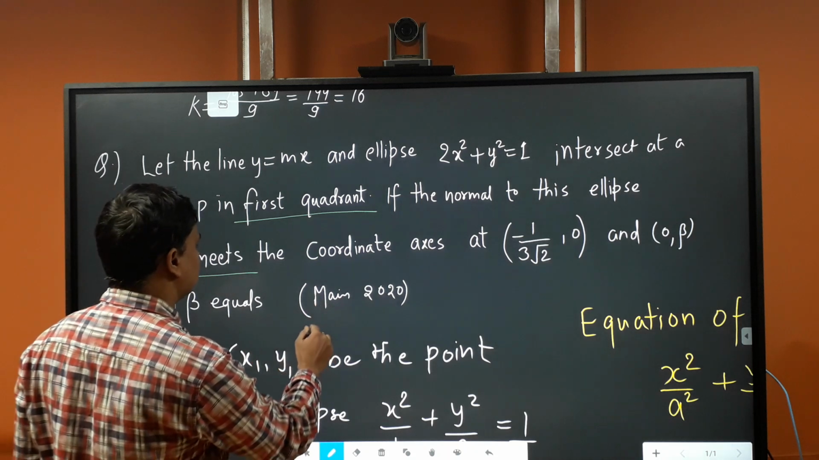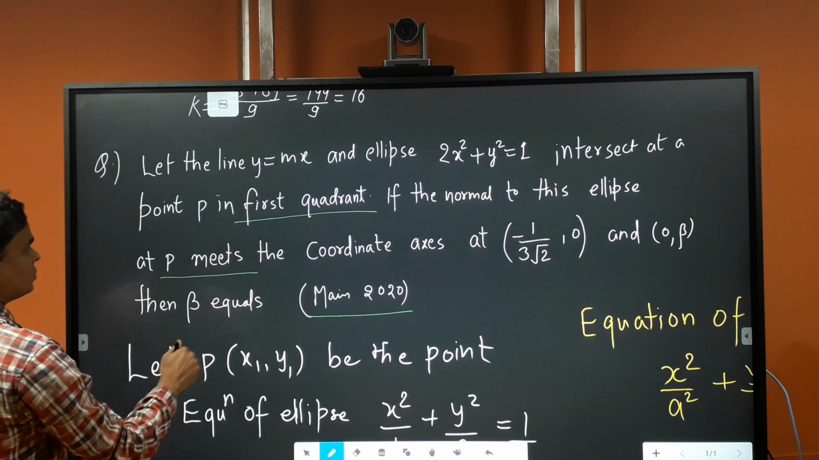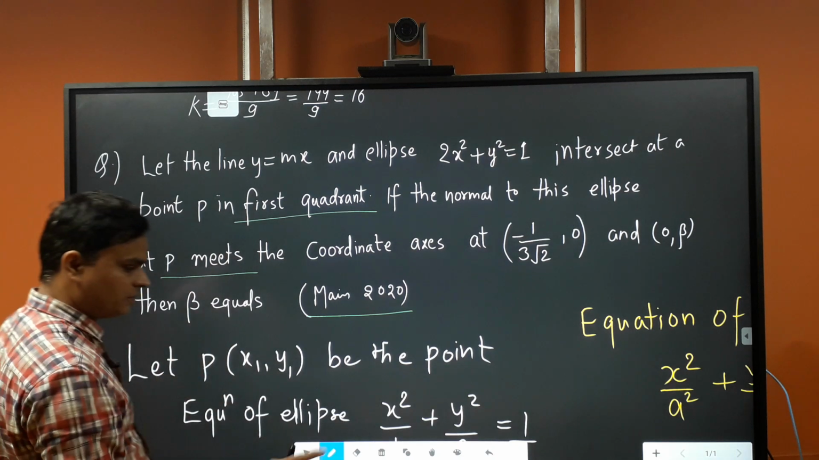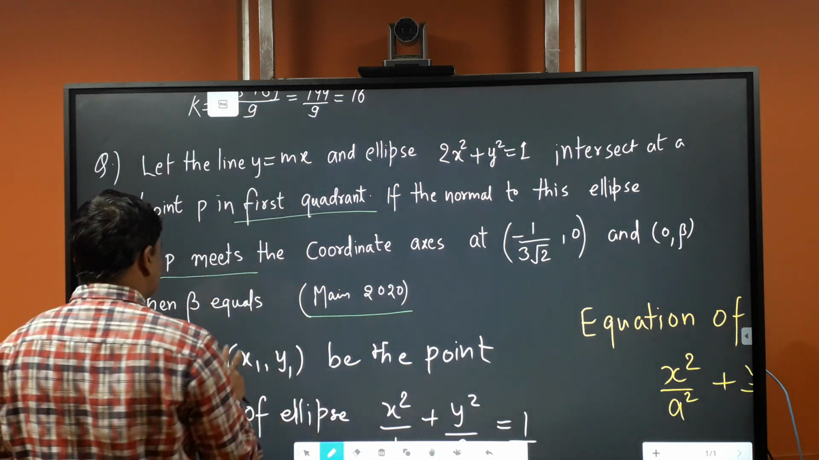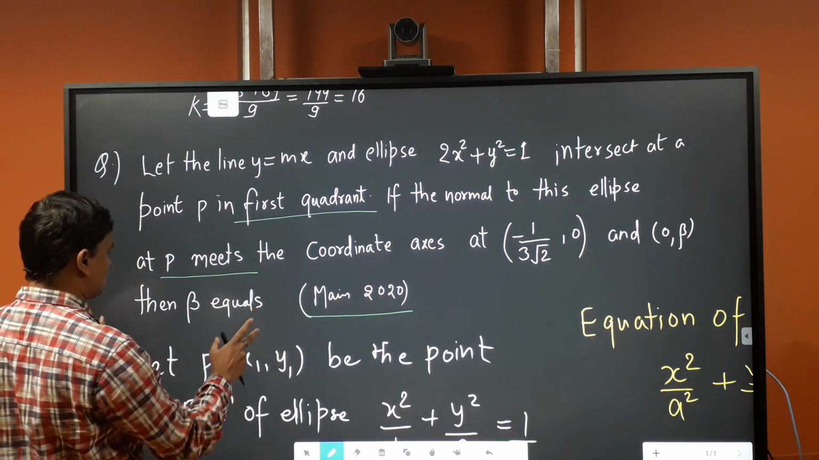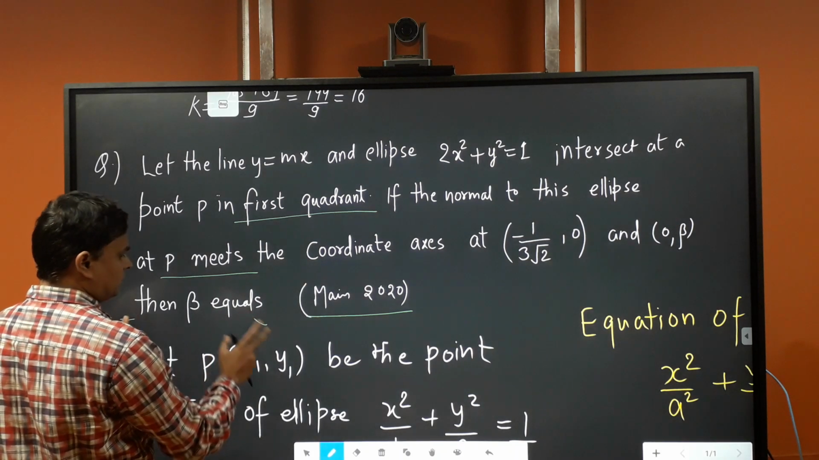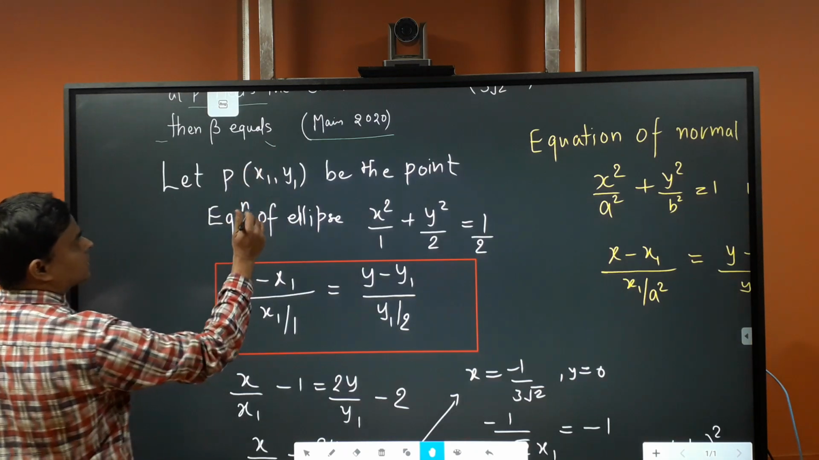This question was asked in Mains 2020, and even the last question that we solved was also a question of Mains 2020, and the first question was from a much earlier JEE. So how will we solve it? There are many ways to approach this problem, but the easiest way is to let P be (x1, y1).